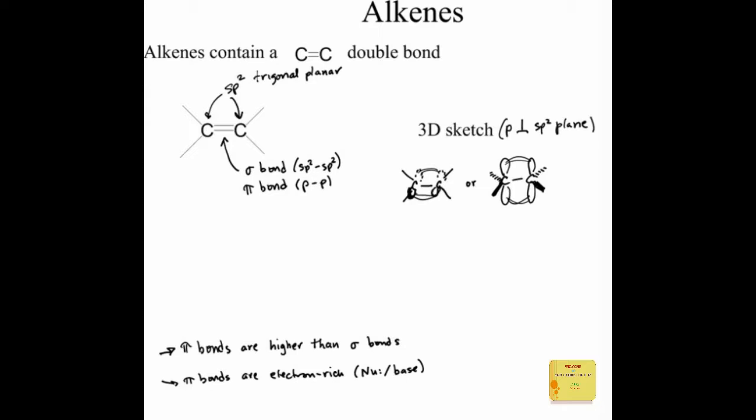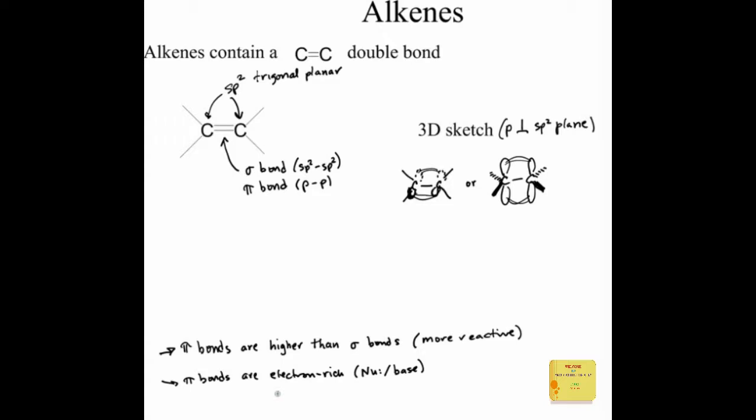What else do we know about pi bonds? That we've seen a little picture of them. We should also know that pi bonds are higher in energy than sigma bonds. The p orbitals that are coming together to form those pi bonds are higher energy. So that's going to make them more reactive. We're going to see lots and lots of reactions that break pi bonds and all sorts of reactions of alkenes that we'll talk about in our next lecture.